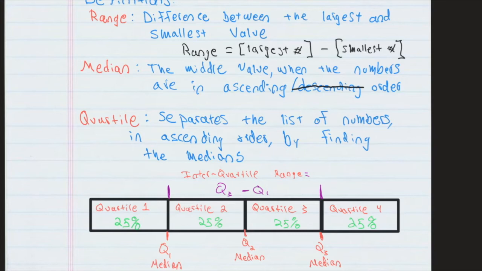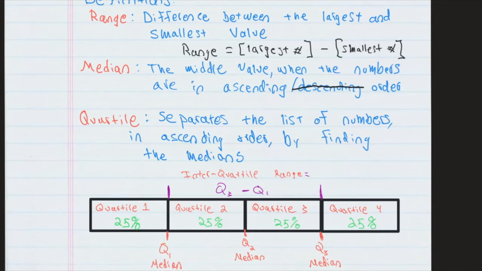Now we find these numbers by taking the median, by finding the middle, and then we separate. Then we find the middle again, and then we separate. You'll see that in the examples that we do, but I just want to make sure that you have this to refer to.